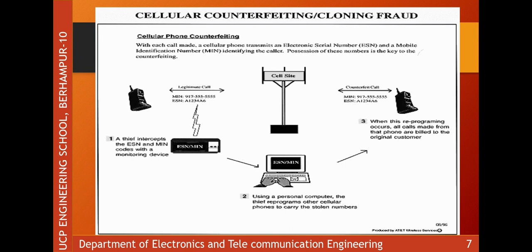Cellular counterfeiting or clone fraud. Cellular phone counterfeiting: with each call made, a cellular phone transmits an electronic serial number (ESN) and a mobile identification number (MIN) identifying the caller. Possession of this number is the key to the counterfeiting.